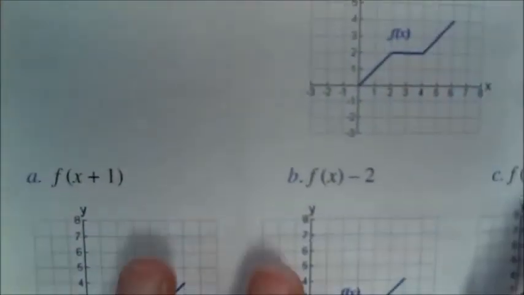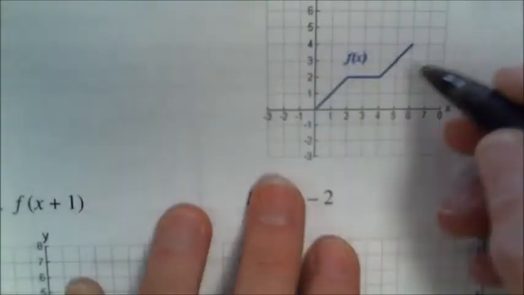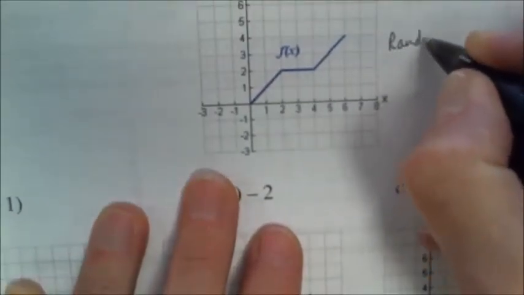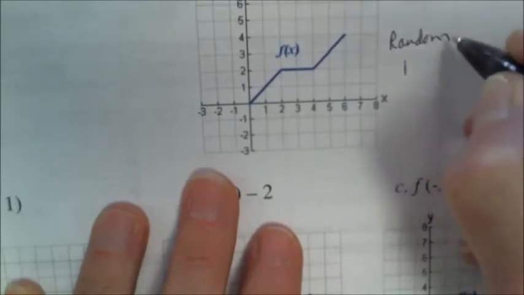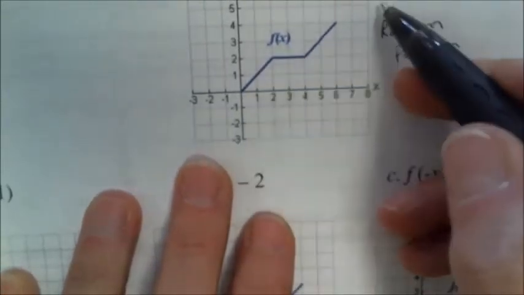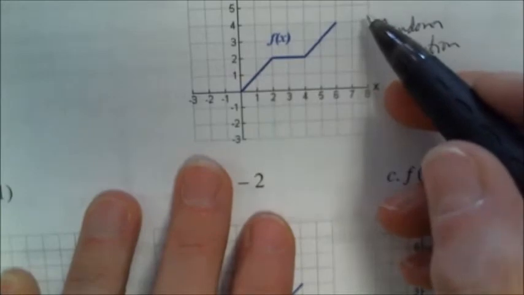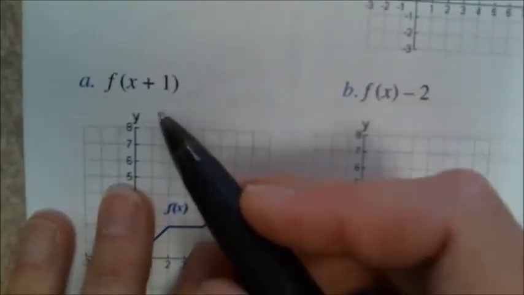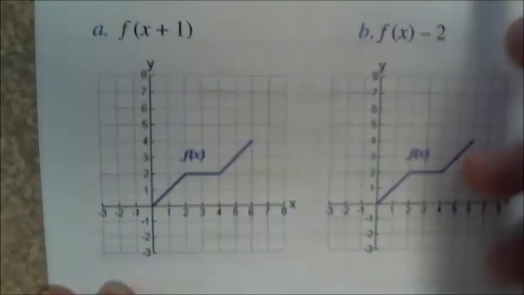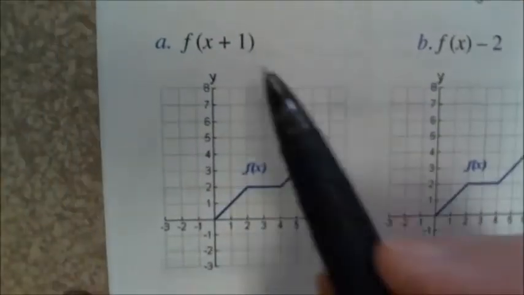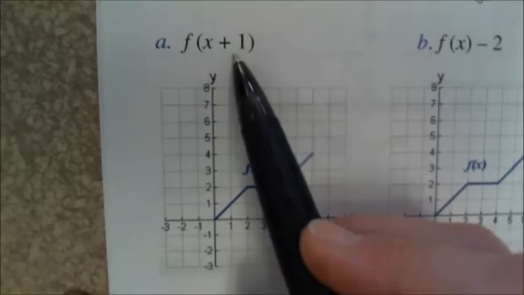So what we're going to do is take just a random function, this is not a parent function, this is just a random function that I made up. And I just connected some lines together, and what we're going to do is transform this function according to the equations. So I took this random function and I just copied it 5 different times, and we're going to make 5 different transformations according to what it's telling us here.